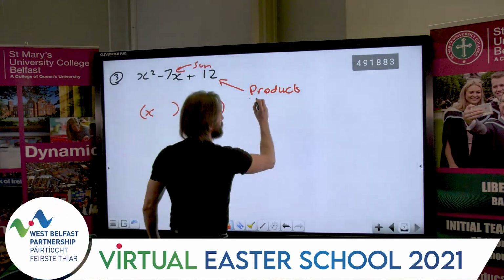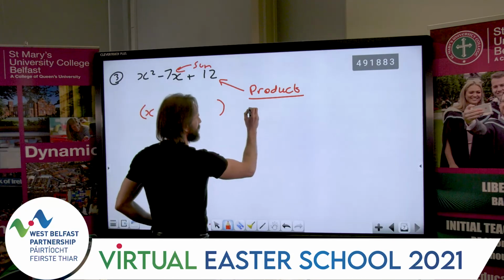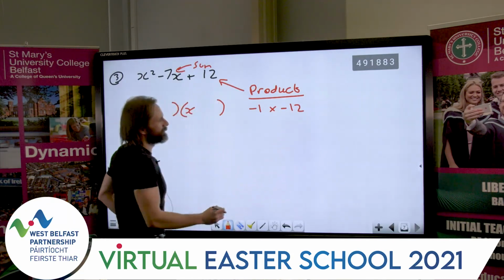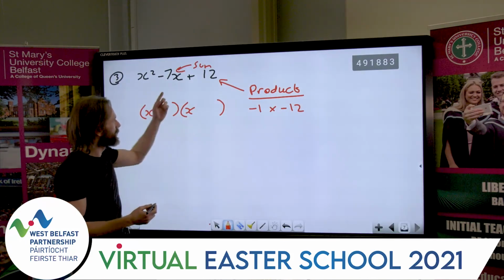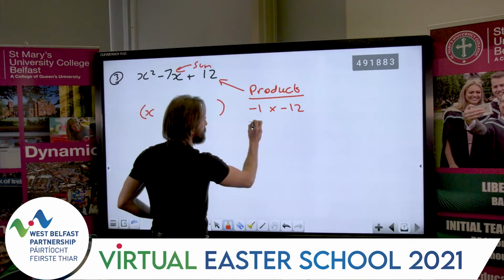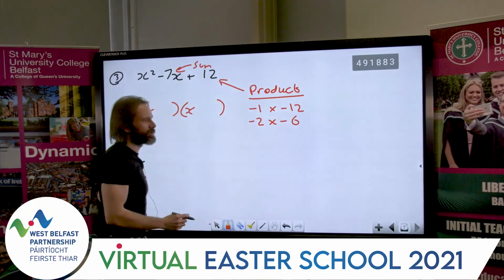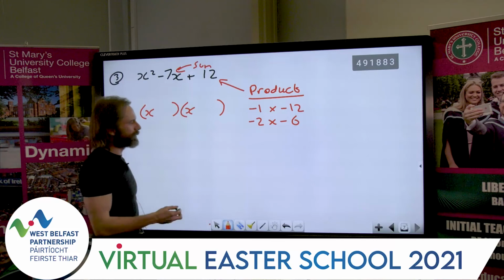So if we consider numbers that multiply together to give me plus 12 that are both negative, I could have minus 1 times minus 12. But again, if I was to look at the sum, minus 1 plus minus 12 is going to give me minus 13, which is way off the mark. Okay, I could look at minus 2 times minus 6. So minus 2 plus minus 6 would give me minus 8. So not quite there yet.